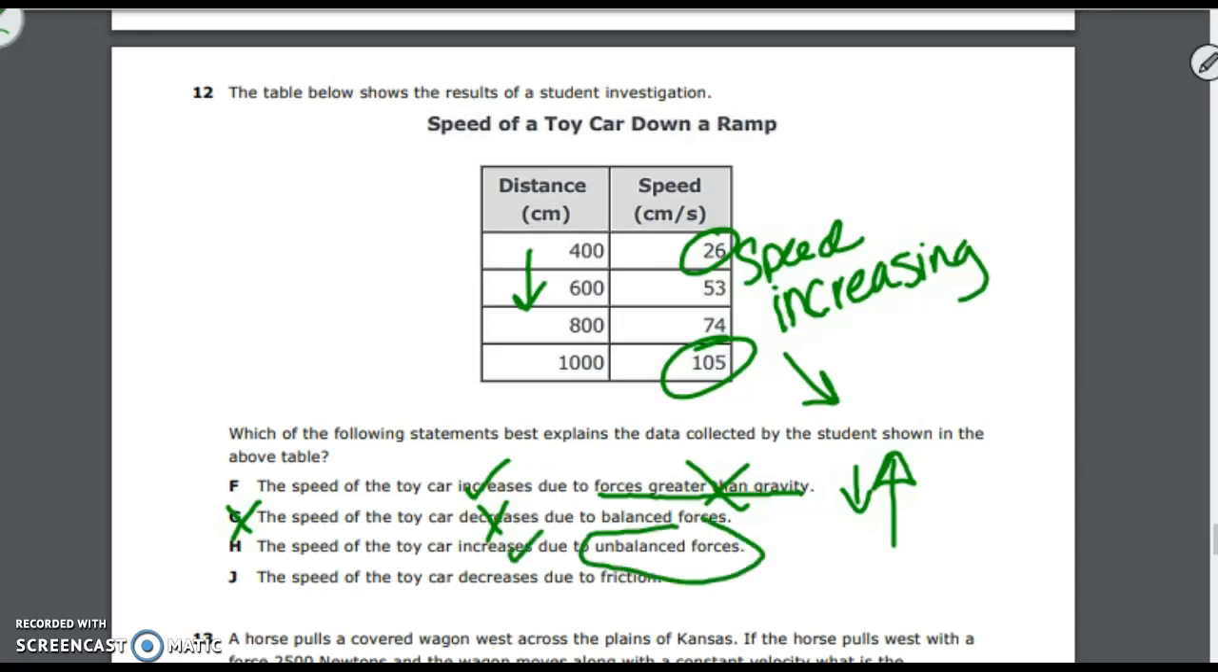Ooh, due to unbalanced forces. Well, we know that unbalanced forces cause what? They cause a change in motion. They cause acceleration. Is that car accelerating? Yes, it is. What causes acceleration all the time is unbalanced forces. The speed of the toy car decreases due to friction. We already established the speed does not decrease, it increases. So the correct answer is H.